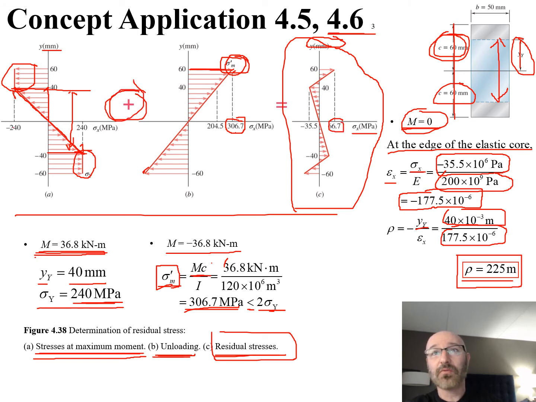So if you have a negative 240 and a positive 306.7, that's where you end up with this 66.7 there, and the rest are corresponding to doing that same thing again, where you add, again, your part A, the stress at the maximum moment, with your unloading right here, and that's how you get your graph C right there.